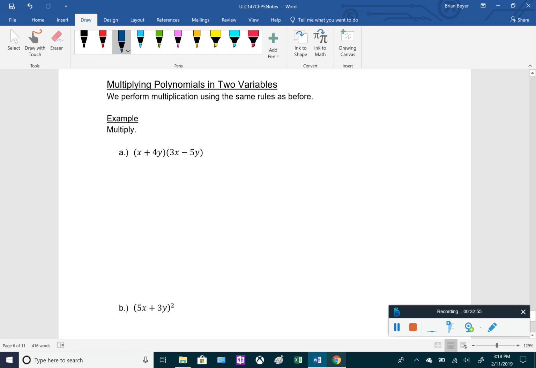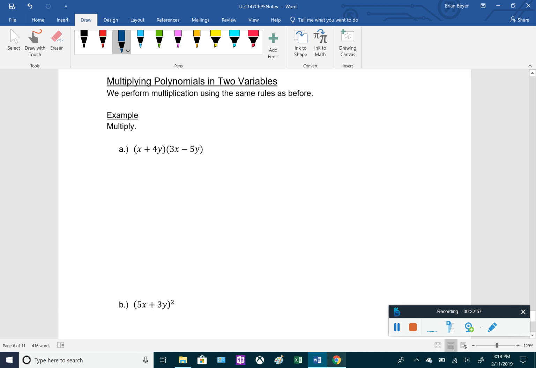And for this last page here, let's multiply polynomials in two variables. So once again, we're using the same multiplication rules we just did. We just have to take into account that there's more than one variable. So we have x plus 4y times 3x minus 5y. We have two binomials, so you can call it foiling, but it's just distributing. So distribute the x into each term in the right one. x times 3x is 3x squared. x times negative 5y, negative 5xy.